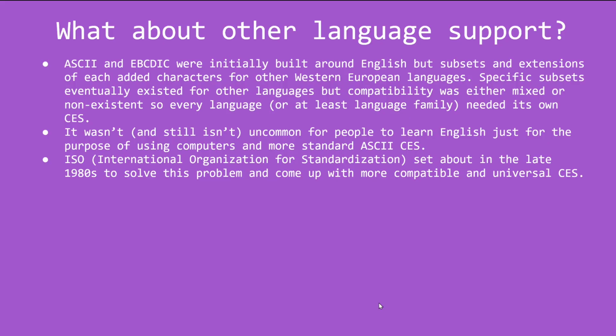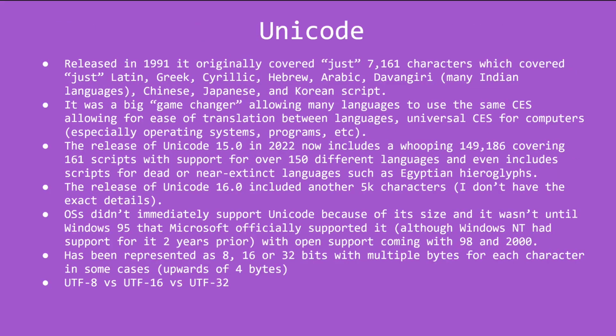Well, the ISO, that's the International Organization for Standardization, in the late 80s set out to finally solve this problem once and for all and come up with something that was both very compatible and could be used universally. And this is called Unicode. It came out in 1991, and the original standard just covered over 7,000 characters, which I put just in quotations because you've got to remember 7-bit ASCII was 128.